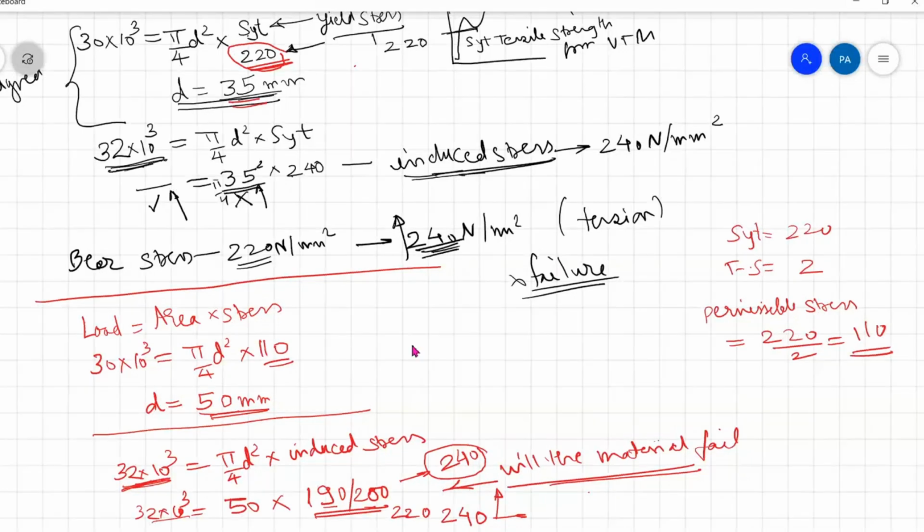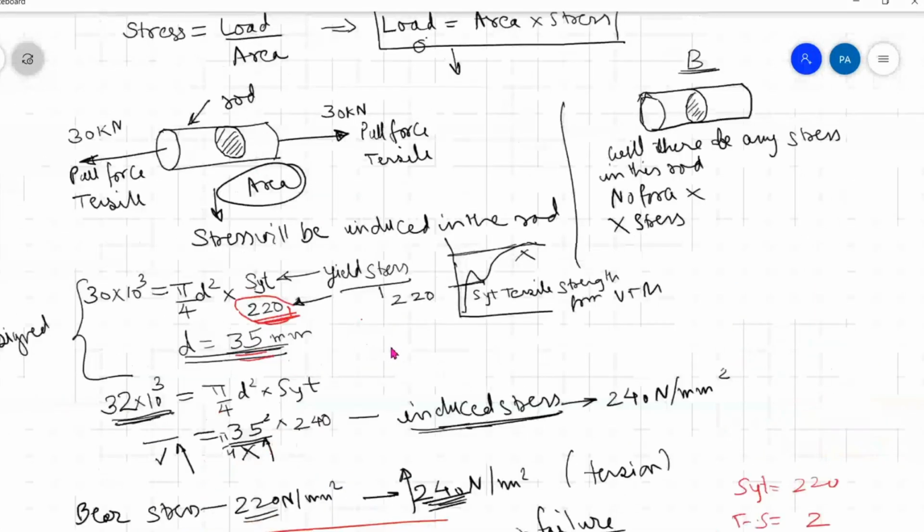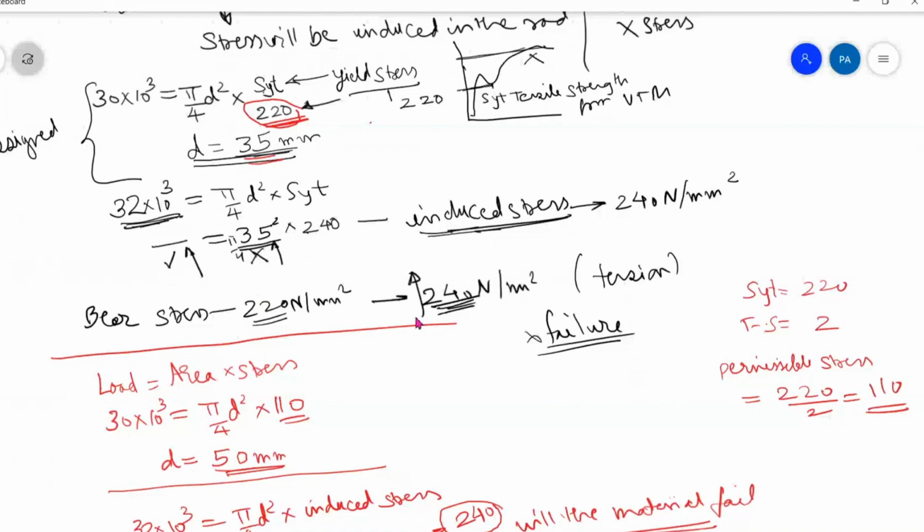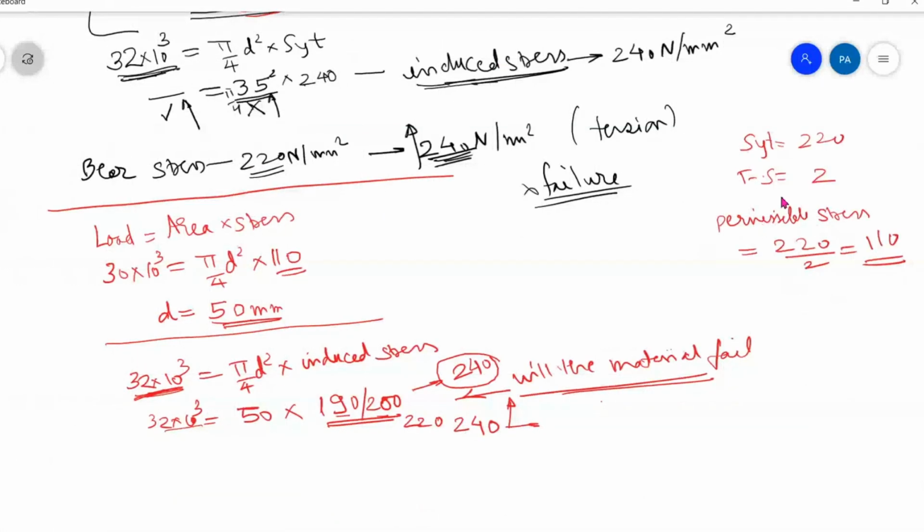Now with this background of what is induced stress, what is permissible stress, what is factor of safety, what is yield stress, and how do we design a particular part, we will start design of Cotter joint.